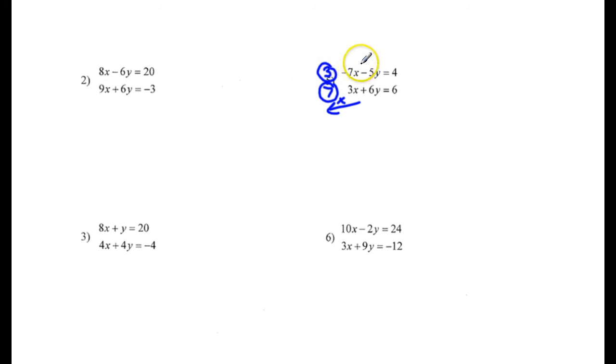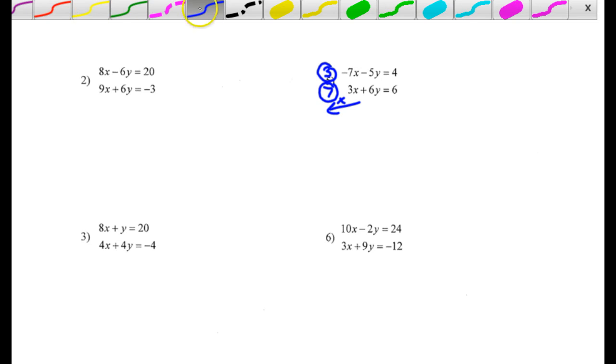So let's make a prediction and see if it's good or if we have to go back and change the sign. So this will be 3 times negative 7. That'll give me a negative 21x, right? This one will be a positive 7 times a positive 3. That's a positive 21x. And see, that's what we want. That is going to cancel out when we do it. That's opposites. Okay? So, let's go ahead and do that.